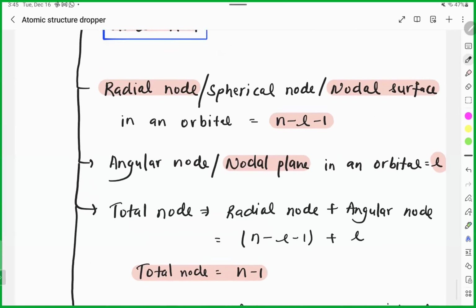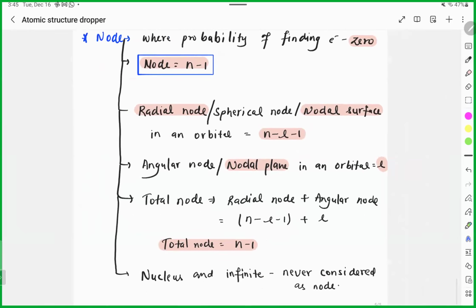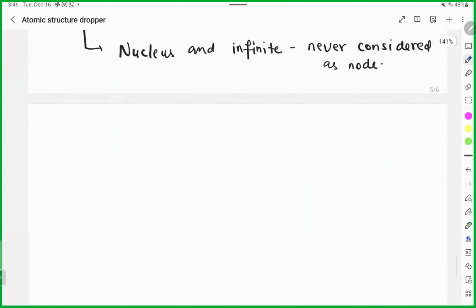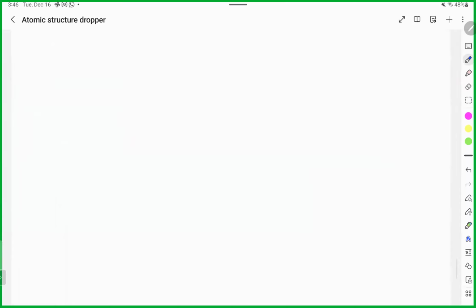You got the formulas: radial node n minus L minus 1, angular node L, total n minus 1. But you still don't know the meaning of this, right? Yes or no? Yes, sir. Because logically it does not make sense. You are just reading and memorizing it. Let's understand now. We will not read, just understand.